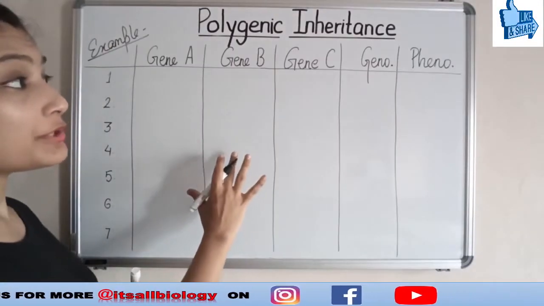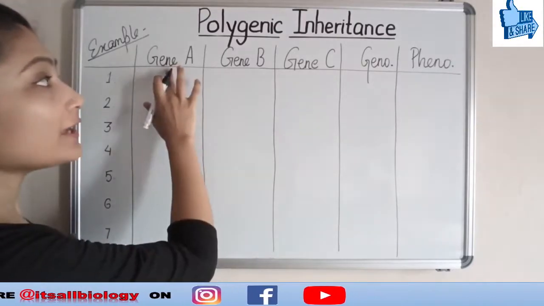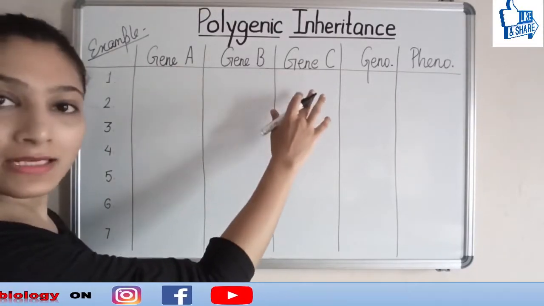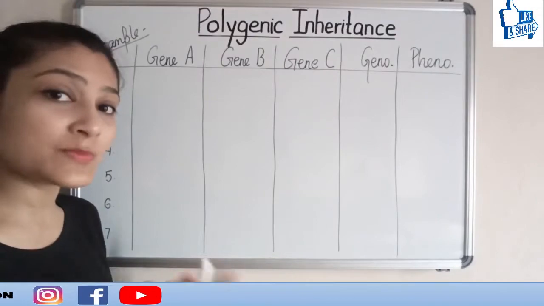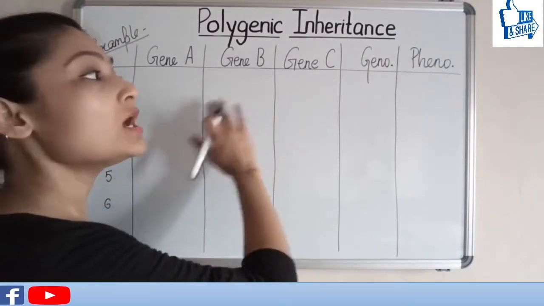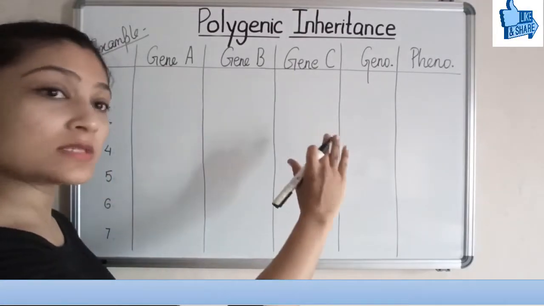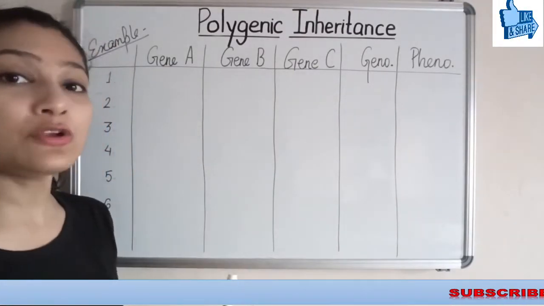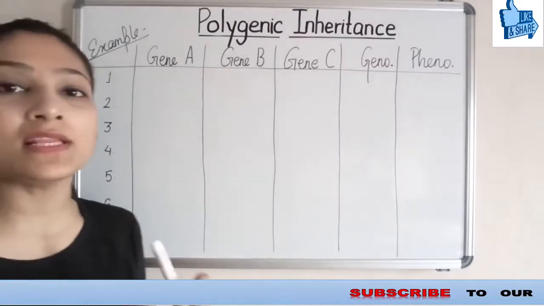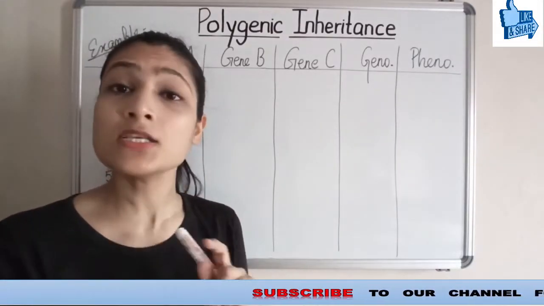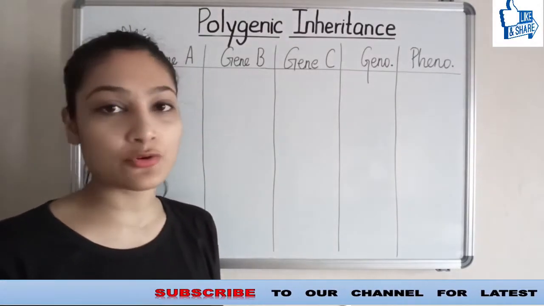What I have put here is, let me first tell you that I have placed the genes A, B and C here for you, which are actually responsible for the skin pigmentation. Then we are going to see the genotypes that are going to be possible, and after that the phenotype. So here we are going to be listing all the possibilities of gene combination that could be there.